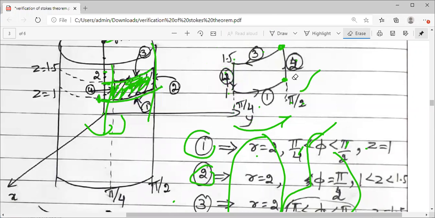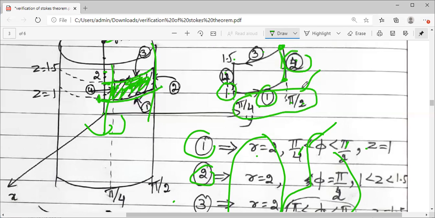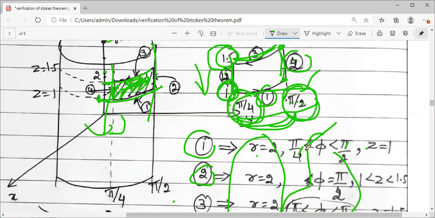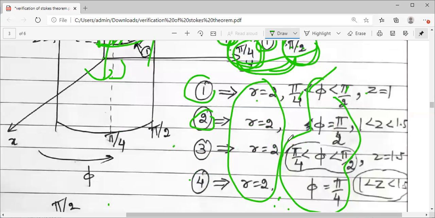Let me just quickly recall. For path 1, phi is changing, z is the same. For path 2, z is changing, phi is the same. For path 3, z is the same, phi is changing but in reverse direction, from pi by 2 to pi by 4. And for path 4, z is changing from 1.5 to 1 in reverse direction, but angle phi is the same. So those things I have written at one place.